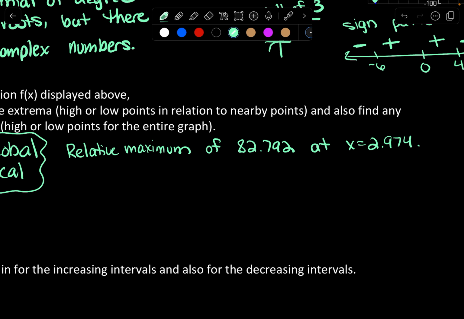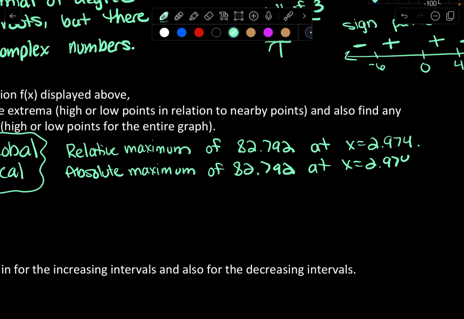So you're stating what type of extrema it is, the value of that extrema, and where it's located. Now, the one on the left side, that was a relative maximum, and it was also an absolute maximum. So we also have an absolute maximum of 82.792 at x equals 2.974.